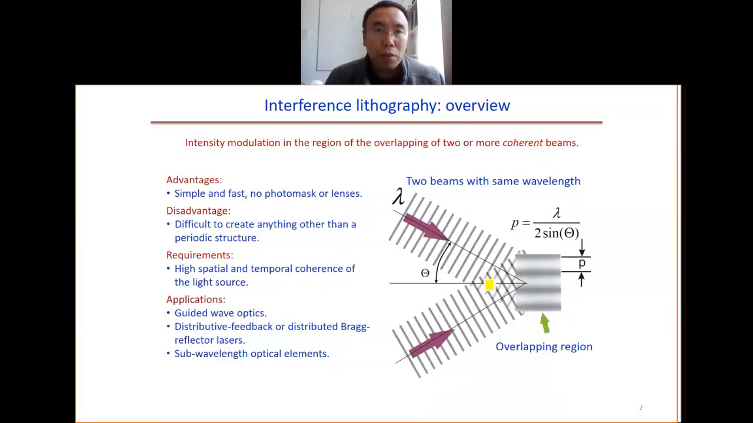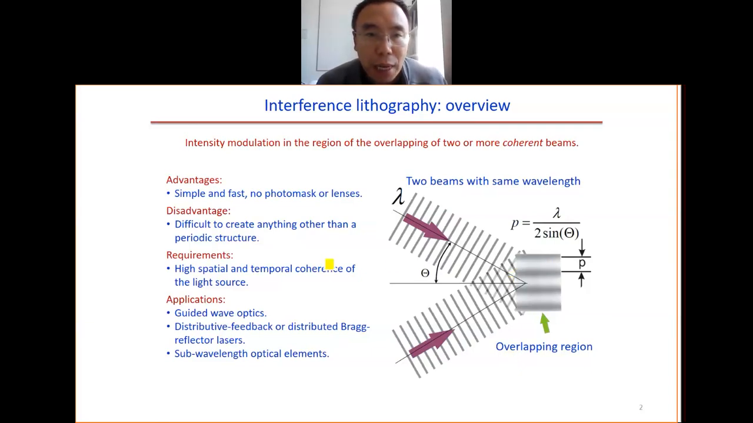Okay. So here is the summary overview of interference lithography. When we have two light beams, they will meet and they will interfere. The pitch is given by lambda over 2 sine theta. First, you can see it's very simple and fast. We do not need a photomask or lenses. All we need is two light beams to meet at the wafer surface.